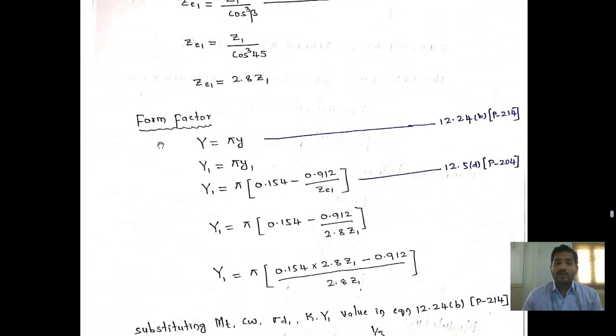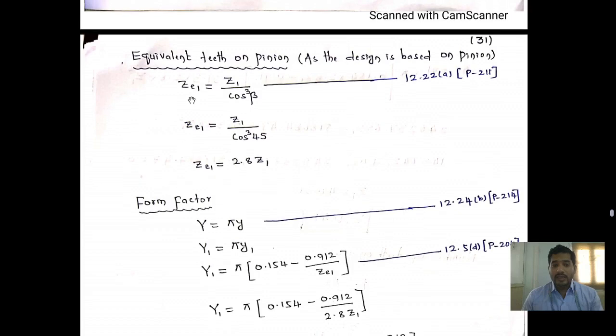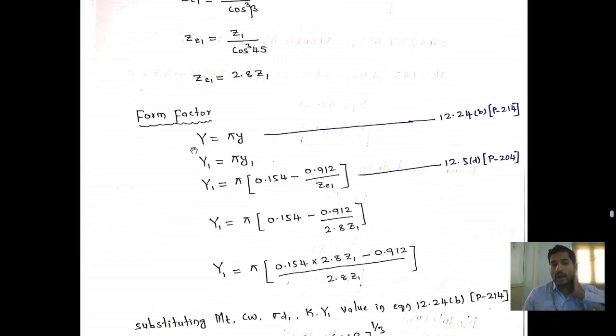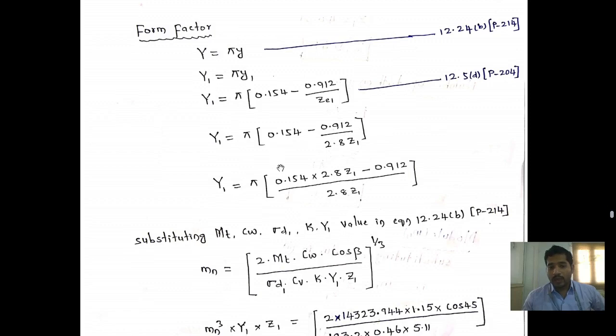After that, for the form factor, our intention is to substitute this equivalent teeth on a pinion into the form factor. The formula is Y equal to pi into Y1. Y1, with the help of Lewis equation of a form factor, is 0.154 minus 0.912 by ZE1. Refer to page number 204, equation 12.5D. So 0.154 as it is, 0.912 by ZE1, which is 2.8 into Z1. Cross multiplying, we get 0.154 into 2.8 Z1 minus 0.912 by 2.8 Z1.